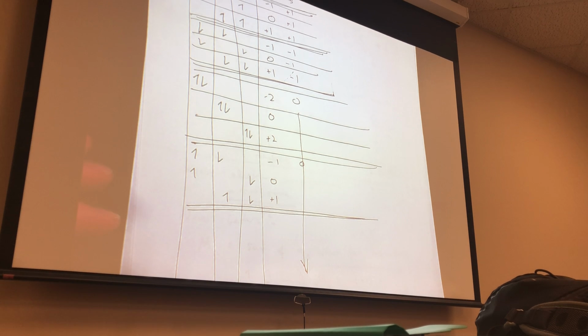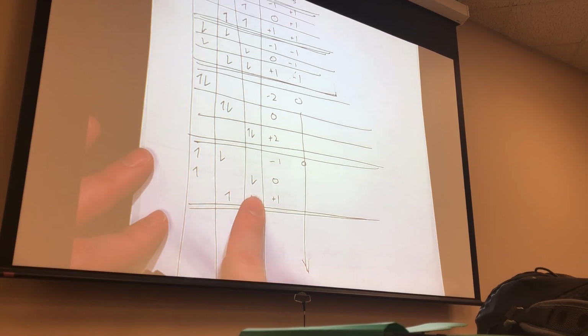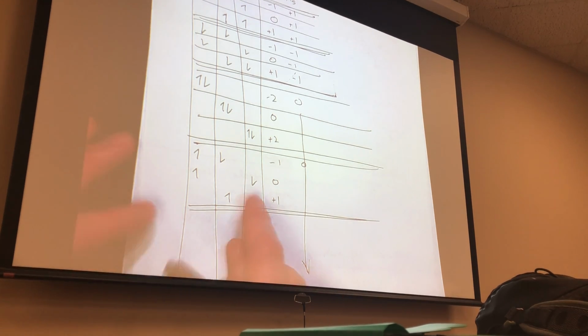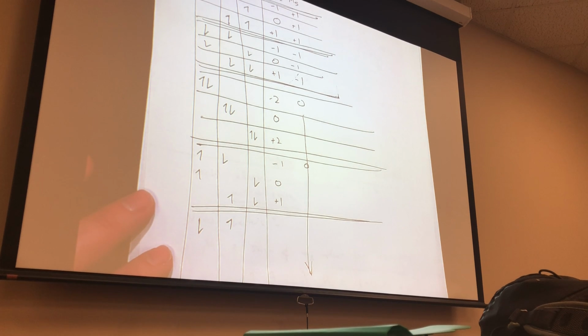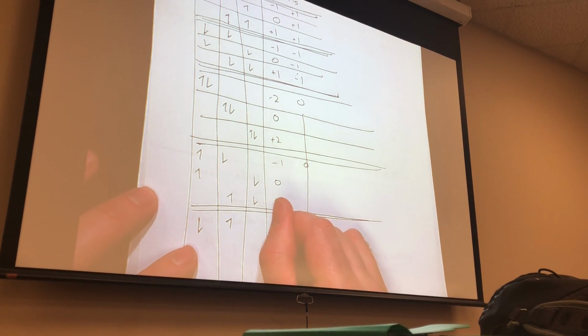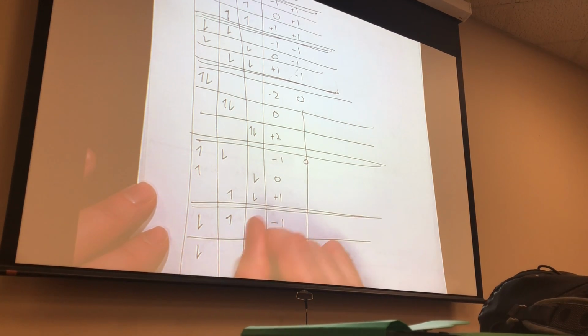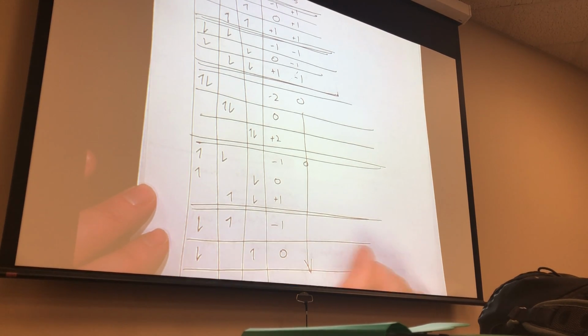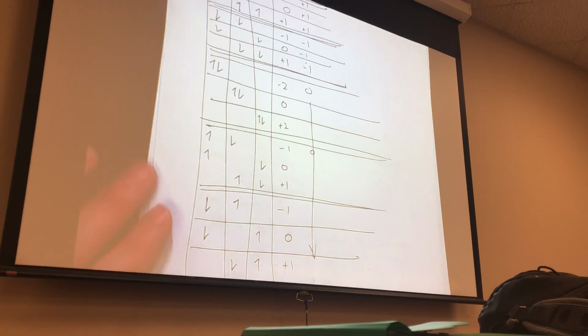I can't find anything else to do with having a spin up to the left of a spin down. So I reverse it now. I do this. So this is back to -1, 0. And then I have down, up over here. This is 0, 0. And then I have down, up, this. And that's a +1, 0.